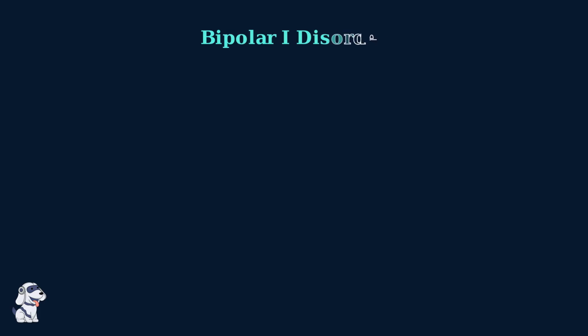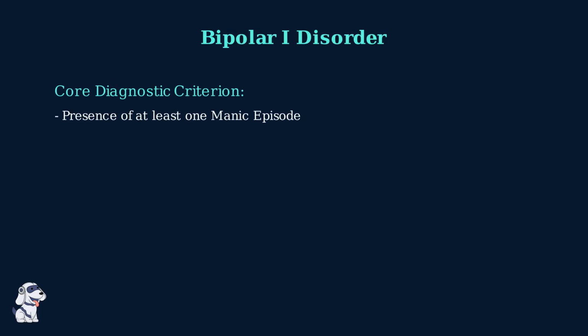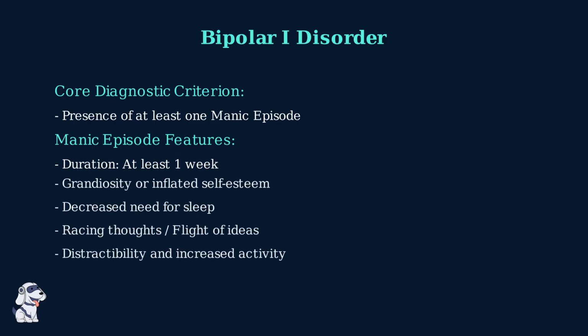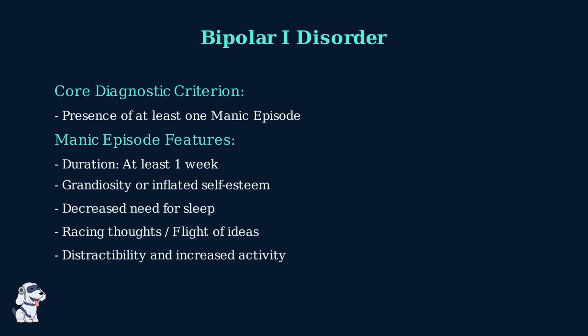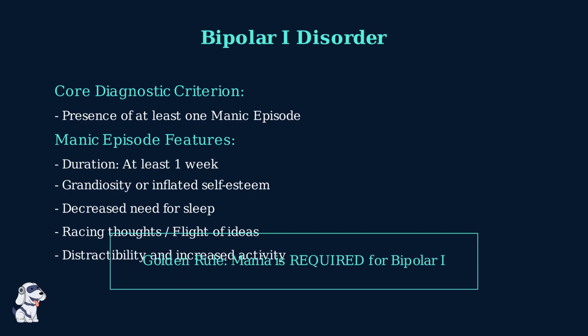Bipolar 1 disorder is clinically defined by the presence of at least one full manic episode. The golden rule for this diagnosis is that mania is required. A manic episode is characterized by a distinct period of abnormally elevated mood lasting at least 1 week. Symptoms often include significant grandiosity, a severely decreased need for sleep, rapid racing thoughts, and distractibility, accompanied by an increase in goal-directed activity. Always remember, the hallmark of bipolar 1 is the manic episode, distinguishing it from other mood disorders.